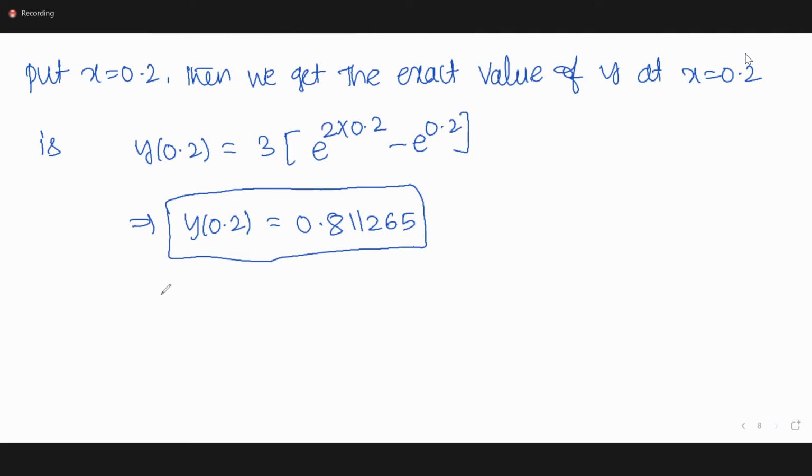So hence the numerical and exact values are approximately the same. Find the error. Error means exact value minus numerical value. If the error value is very, very small, then these two values are approximately the same. Sometimes the question is like this: compare the numerical value with the exact value.